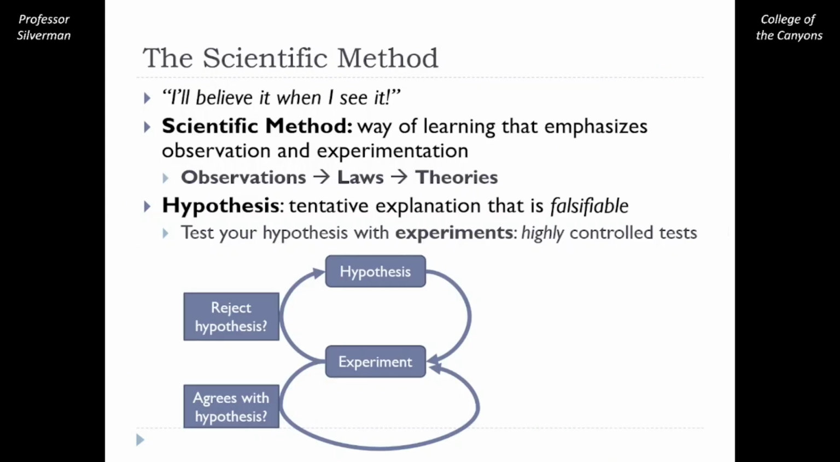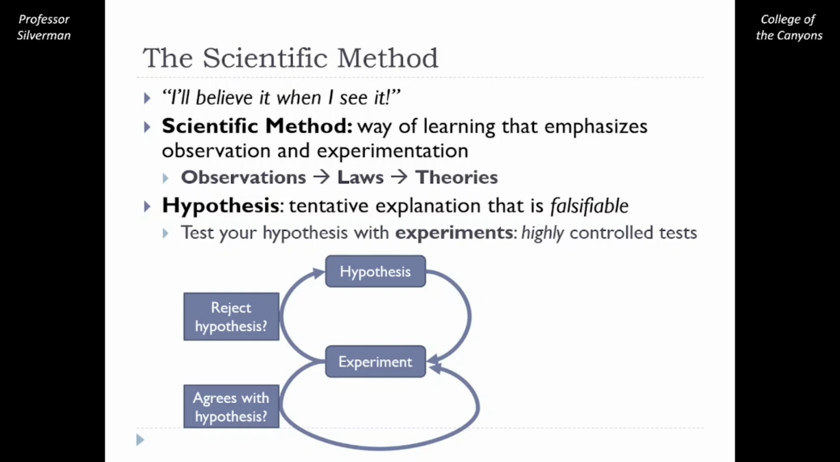How we do that is known as the scientific method. The scientific method is a way to build up our understanding, starting with observations, testing those observations, and finally coming up with good scientific laws and theories.